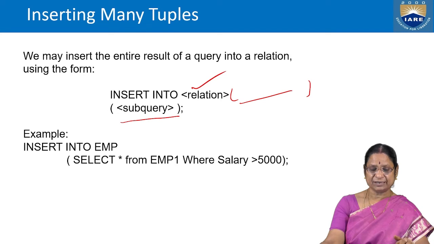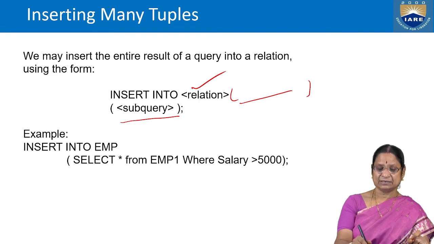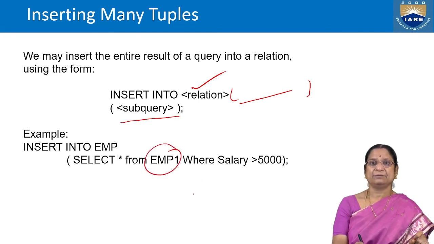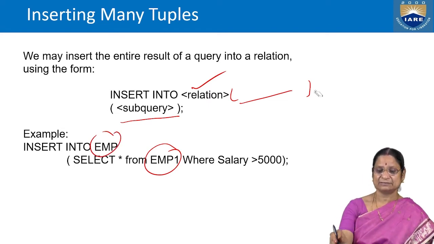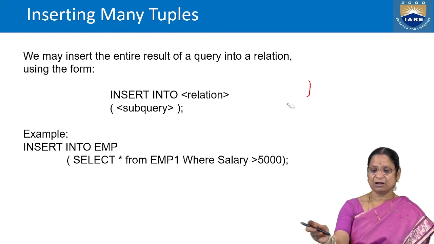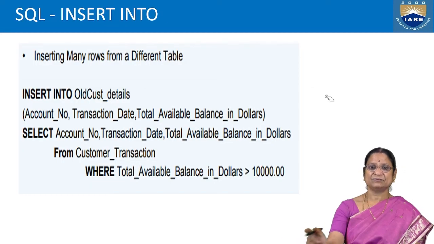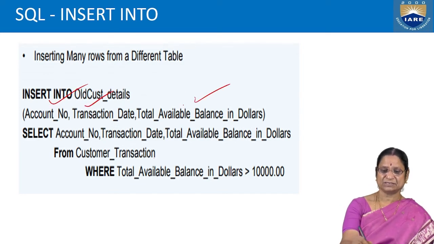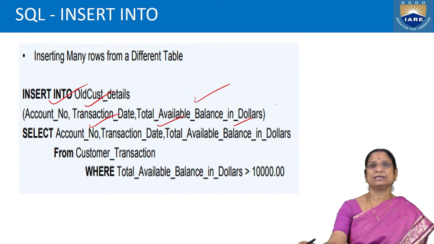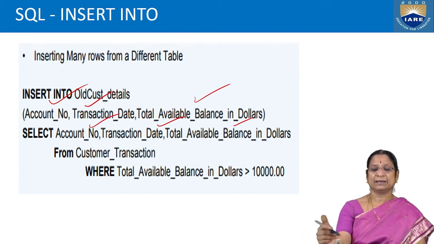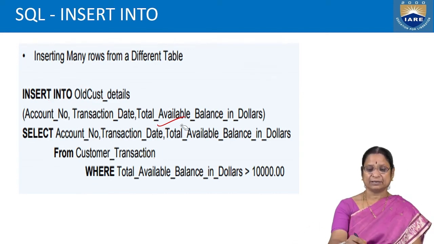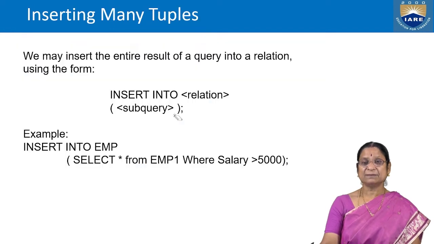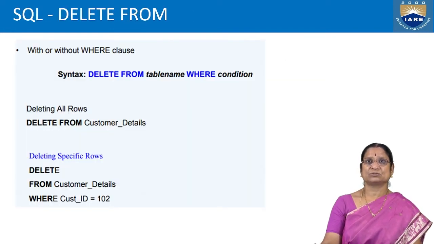For example, insert into EMP, select star from EMP1 where salary greater than 5,000. You observe that I am getting all attributes of EMP1 and inserting into EMP, which means the structure of EMP and EMP1 must be one-to-one the same. So it can be saved directly, or indirectly you can specify the attribute names here, and the attributes of the query result must be one-to-one compatible. Then only is the insertion process possible properly. That has to be checked by us. Sometimes it is needed in our applications.